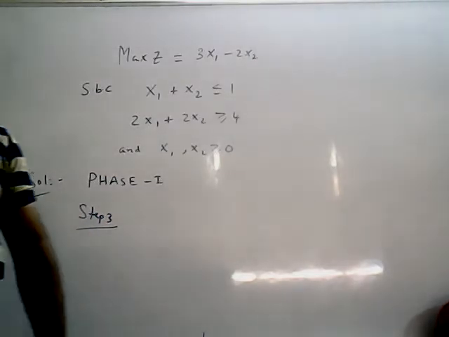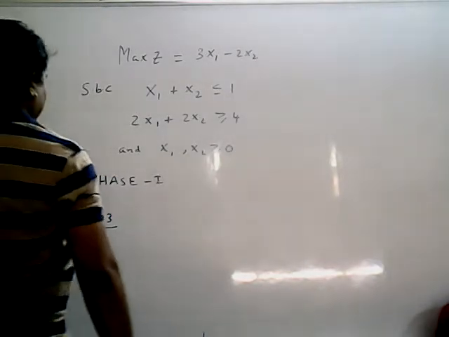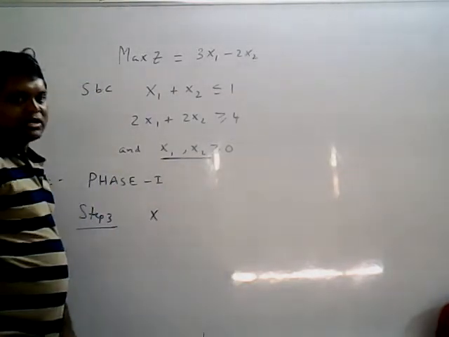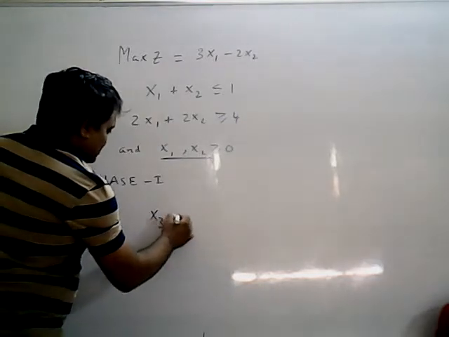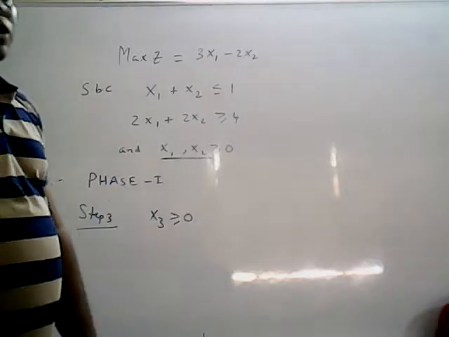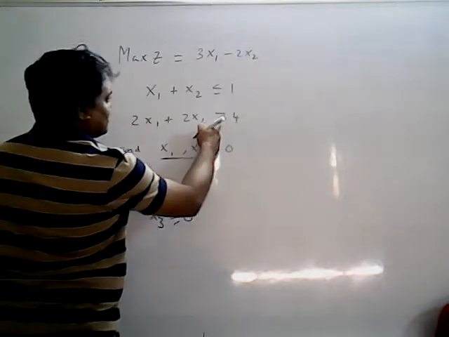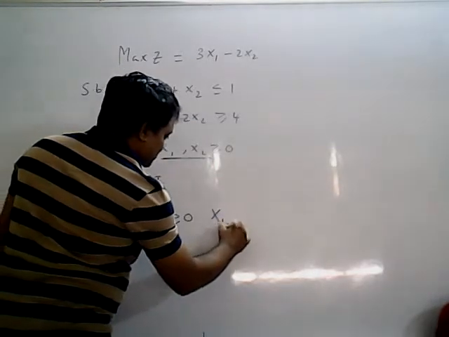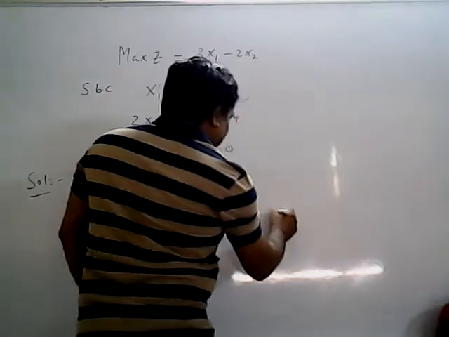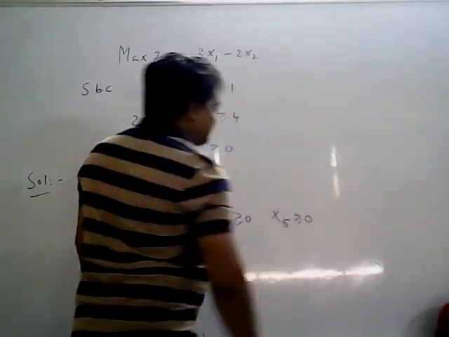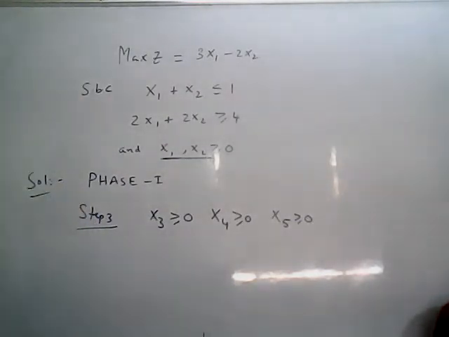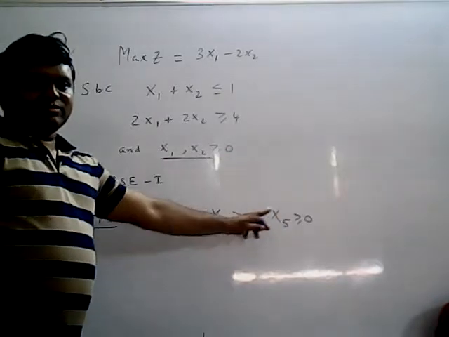Step number 3: introduce the variables. In the original problem, 2 variables are completed. So introduce the slack variable x3 greater than or equal to 0, the surplus variable x4 greater than or equal to 0, and the artificial variable x5 greater than or equal to 0. One slack variable, one surplus variable, one artificial variable.